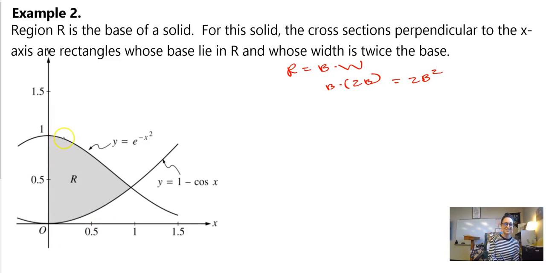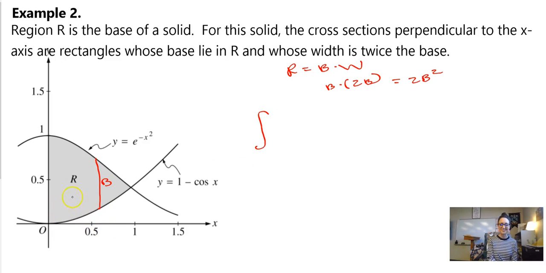So I'm going to come back to my region here. Let's pick out one base. You can put it anywhere in your region. Just make sure you're going perpendicular to the x-axis. That's what the directions told us. So this is going to be 1 base, okay? So I'm going to sum up an infinite number of bases, or do an integral, an elongated S.